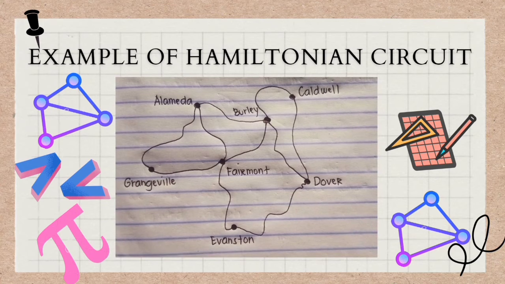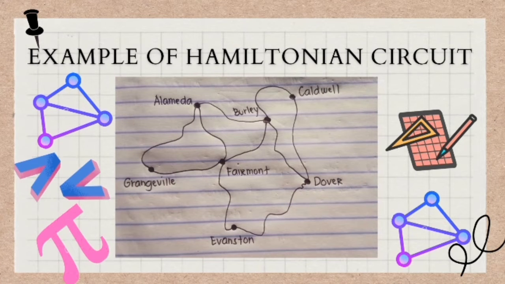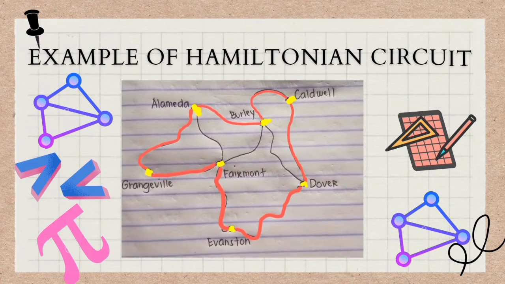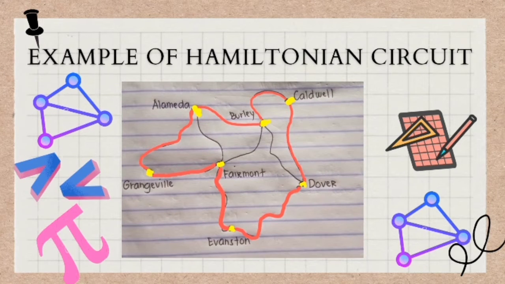So we have here an example of a Hamiltonian circuit. Is it a Hamiltonian circuit? The answer is yes, because it follows the definition of the Hamiltonian circuit, which emphasizes that the path must visit each vertex exactly once and return to the starting point or vertex. So we start at Alameda and end at Alameda. But the question is why we didn't use the edge from Fairmont to Burley and Burley to Dover. The reason is that our main priority is to visit each vertex, therefore we are not supposed to cross all the edges as long as we can visit all the vertices.